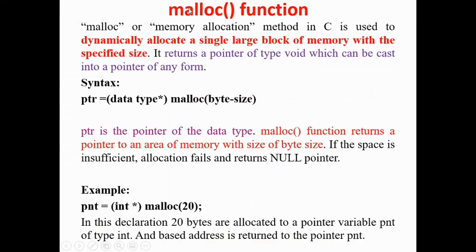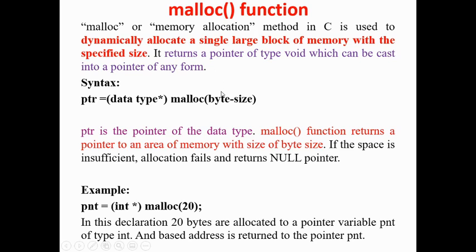Hello viewers, welcome to the video lecture of the malloc function. The malloc function is one of the memory allocation functions of dynamic memory allocation. Malloc, or memory allocation method in C, is used to dynamically allocate a single large block of memory with the specified size. It returns a pointer of type void which can be cast into a pointer of any form.